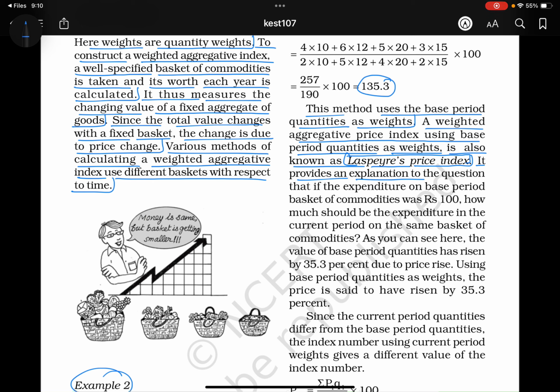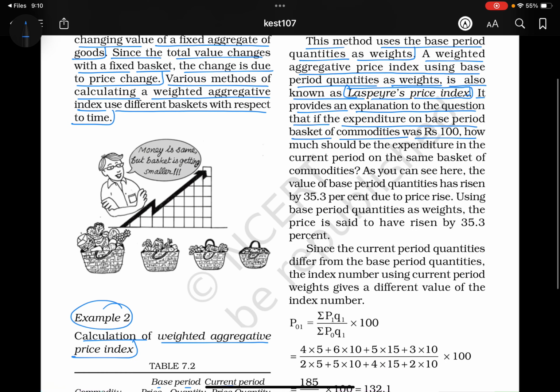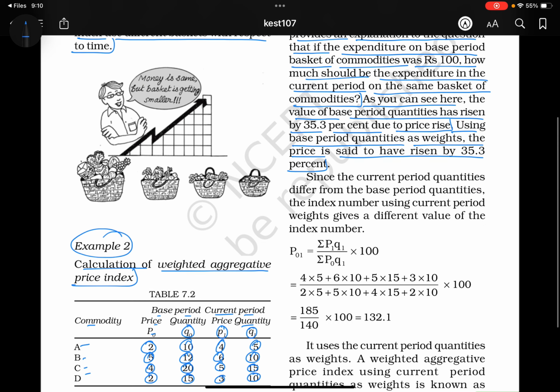It provides an explanation to the question that if the expenditure on base period basket of commodities was rupees 100, how much should be the expenditure in the current period on the same basket of commodities? As you can see here, the value of base period quantities has risen by 35.3% due to price rise. Using base period quantities as weights, the price is said to have risen by 35.3%.